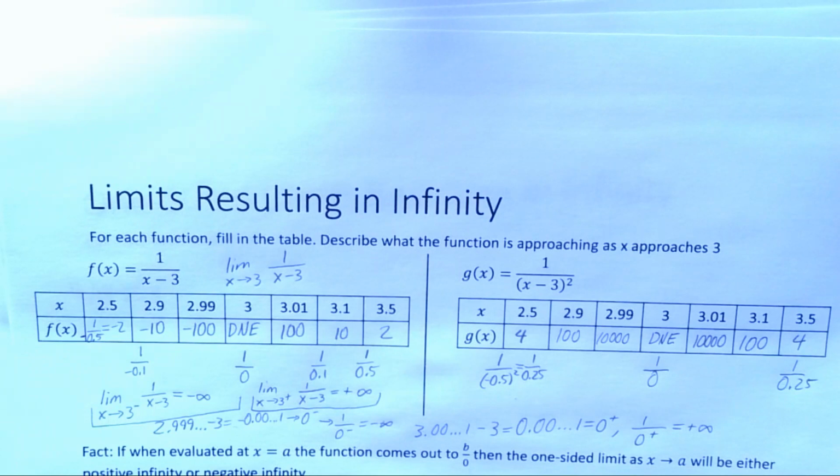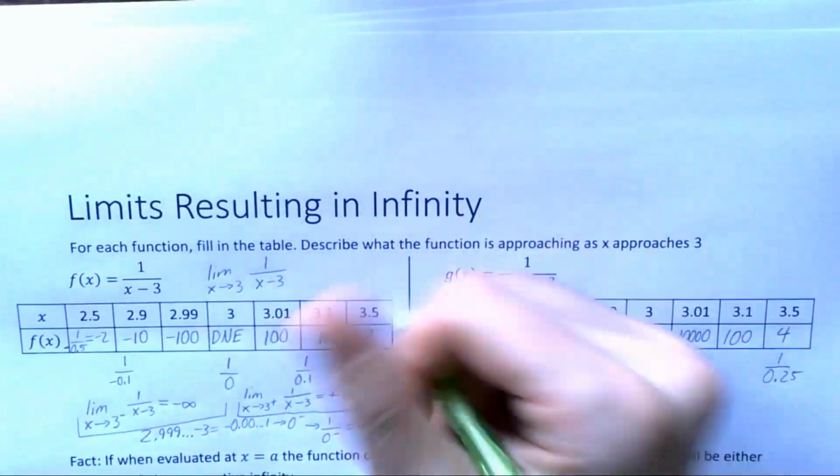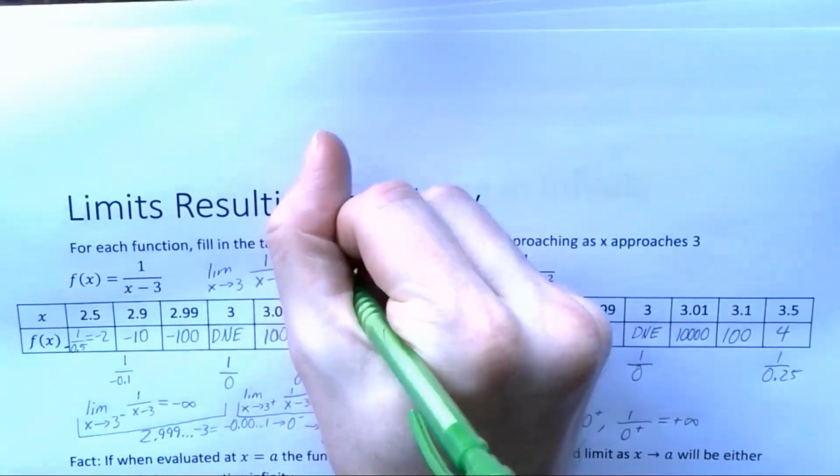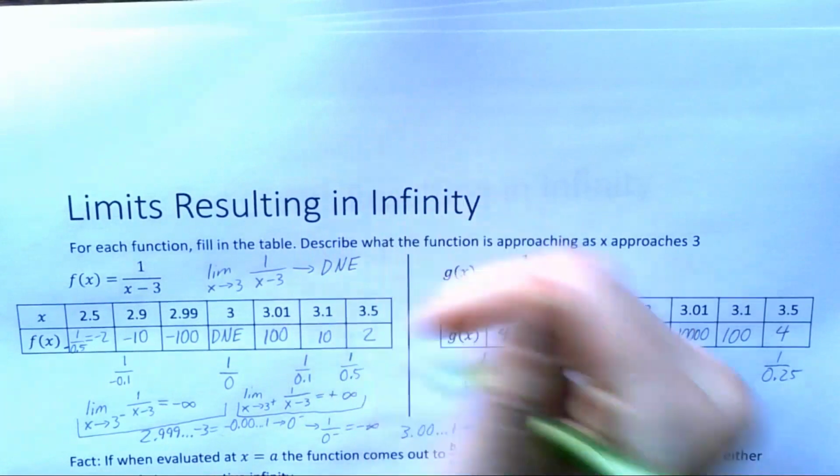Okay, if you remember from earlier in the course, in order to have a two-sided limit exist, the one-sided limits have to be equal. In this case, the one-sided limits are not equal. And so this two-sided limit does not exist.